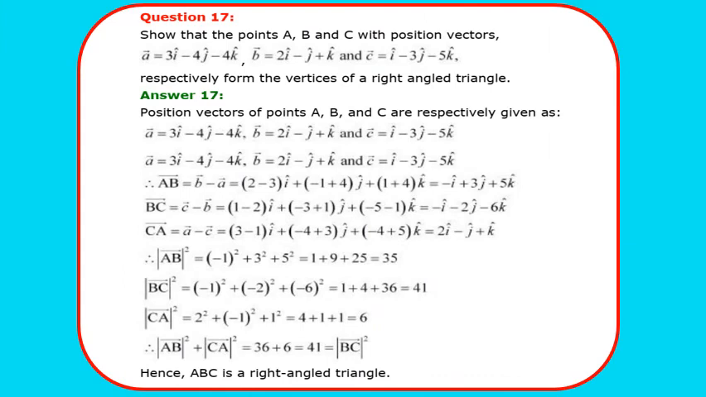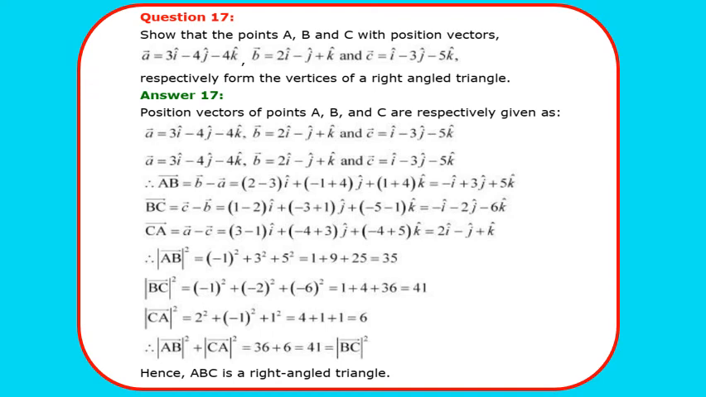Moving to question 17. Show that the points A, B and C with position vectors A 3i minus 4j minus 4k, B 2i minus j plus k and C i minus 3j minus 5k respectively form the vertices of a right angle triangle. So we have to show that these three points are the vertices of a right angle triangle. Now the position vectors of the points A, B, C are given by A is 3i minus 4j minus 4k, B is 2i minus j plus k and C is i minus 3j minus 5k.